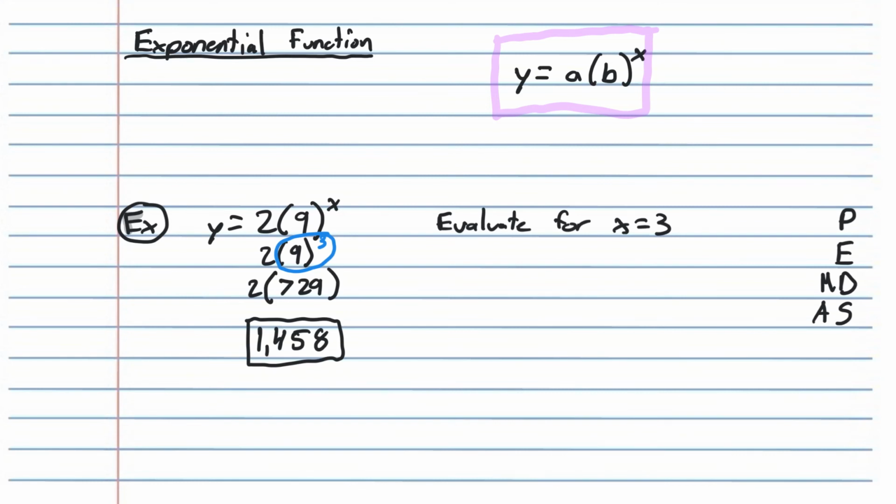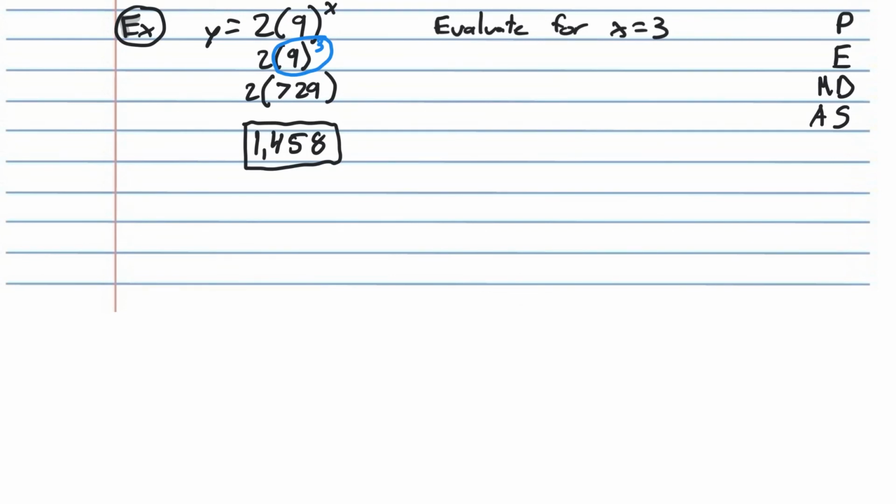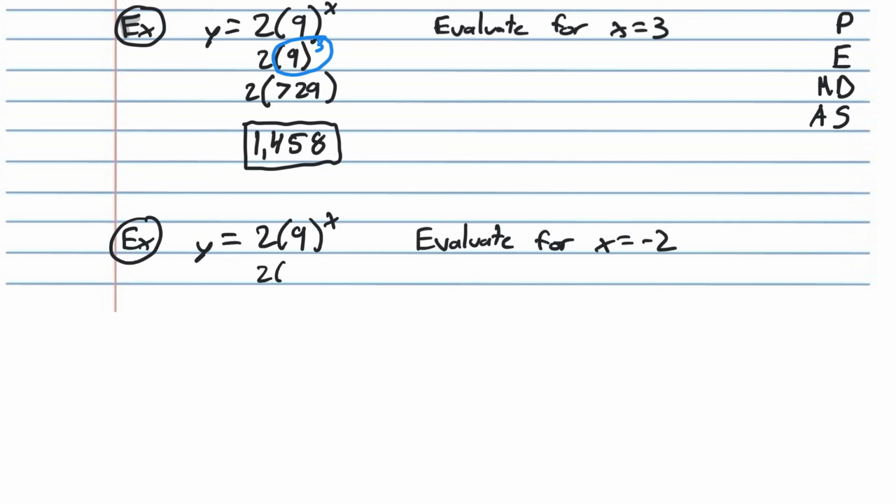Okay, let's try one more together, and then we'll be done. Let's use the same equation, same function, still using y equals 2 times 9 to the power of x. But let me change it up. Let's say the question is evaluate for x equals -2. We should be able to plug in negatives as well. The same thing: plug in -2 for x. So 2 times 9, replace the x with a -2.